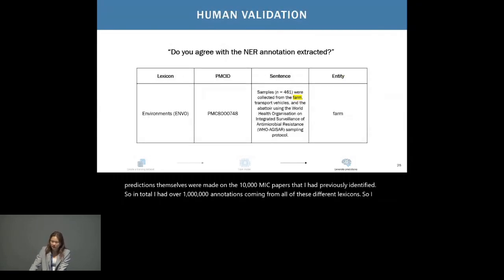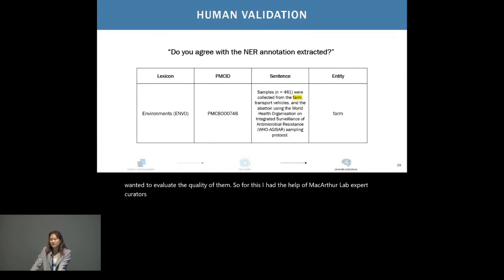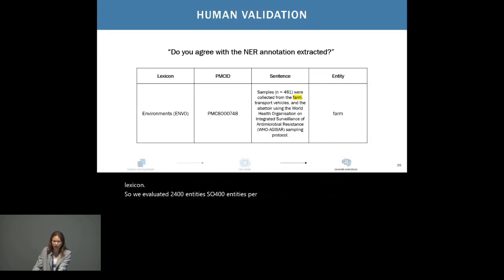I wanted to evaluate the quality of them. For this, I had the help of MacArthur Lab expert curators who helped me assess the entities. We essentially look at the context of the entity from the sentence, as well as the logic of whether it belongs to that lexicon. We evaluated 2,400 entities, so 400 entities per lexicon were selected for NER validation.